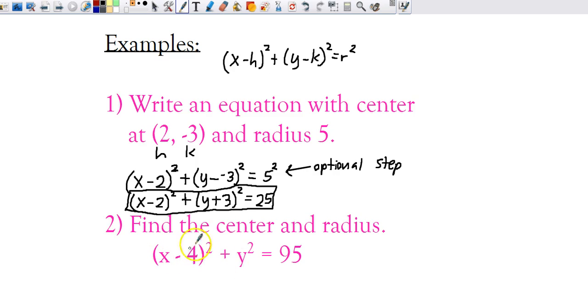Example 2, we want to go the other way. So this time we're given the equation, we want to get the center. So if you think about the formula x minus h squared, y minus k squared equals r squared. Well, if this is x minus a number, and the formula has x minus a number, then h is going to be 4.